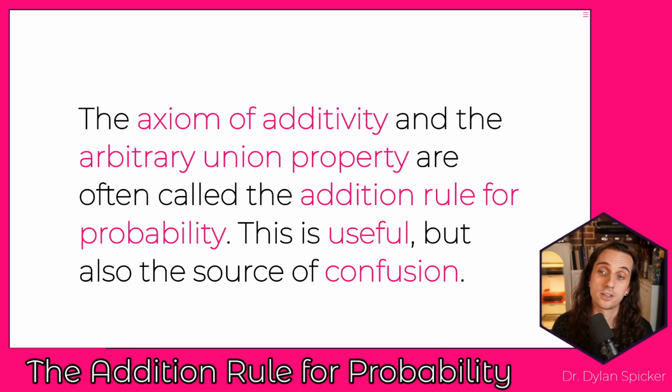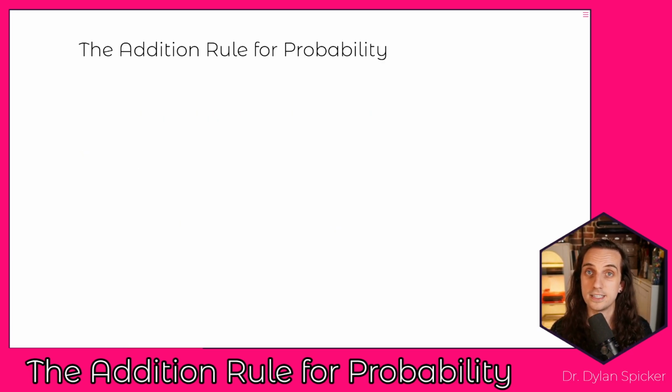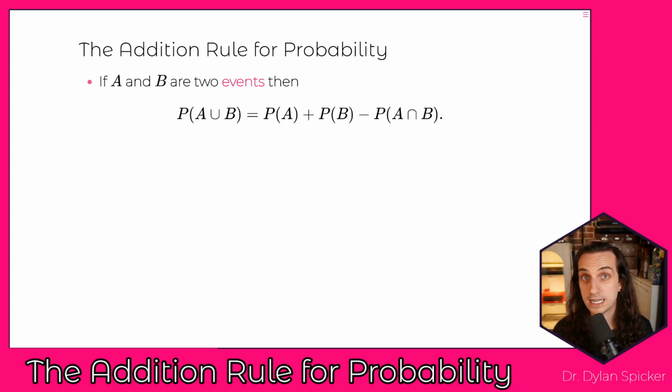So in particular, if we take the axiom of additivity and we take the arbitrary union property and we blend those together, then we'll often be able to call that the addition rule for probability. Now, it's useful, but it can also be the source of some confusion for students. So what is the addition rule for probability? Well, if we take two events, A and B, any two events that we like, then A union B has a probability given by the probability of A plus the probability of B minus the probability of the intersection.